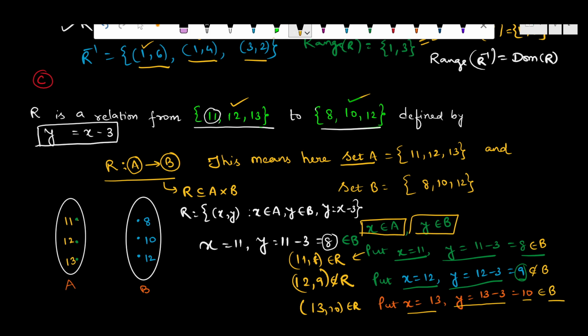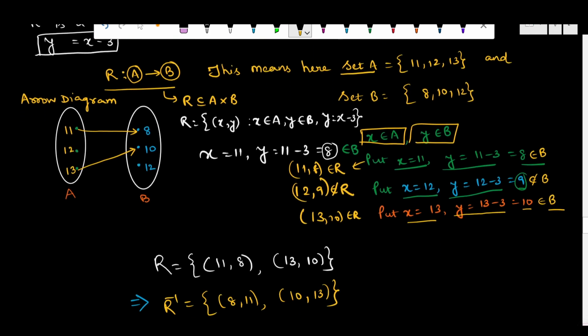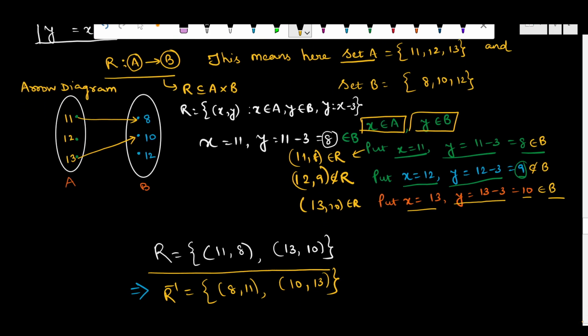So 11 maps to 8, 12 maps to none, as 9 is not in set B, and 13 maps to 10. This is the arrow diagram for this question, right? So our R is this and our R inverse is this.